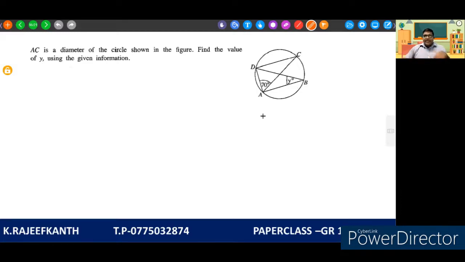Right. Here, if AC is the diameter, then angle ADC should be equal to 90 degrees, because of the angle in a semicircle. This semicircular arc forms an angle on the circumference. That should be 90, because this angle is 180, no? So that should be half of 180, that is 90. So the angle in a semicircle is always 90 degrees. So this is 90 degrees.